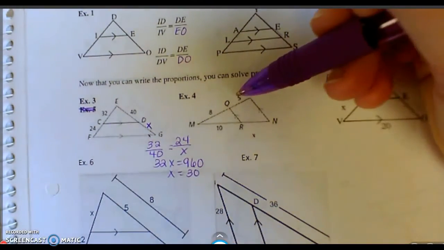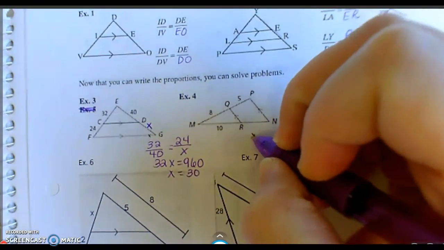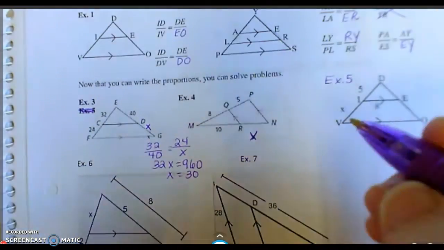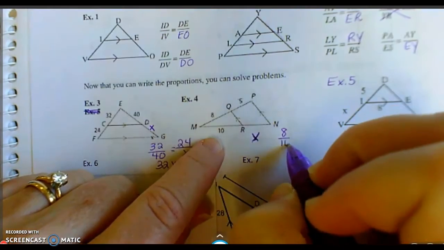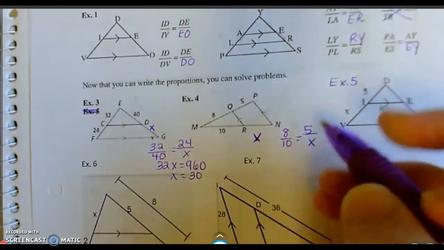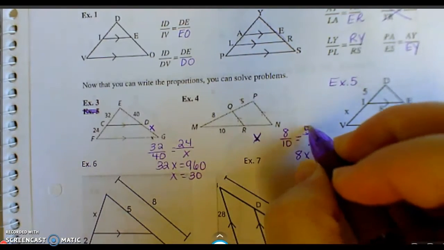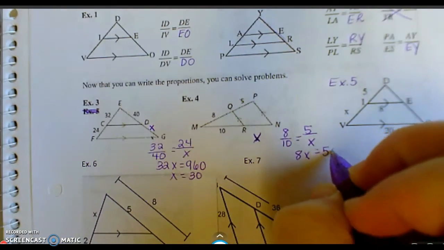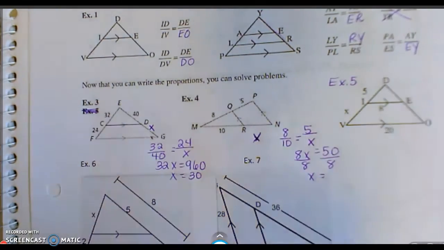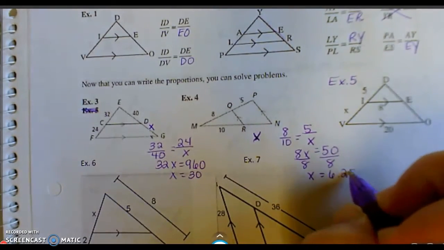Okay, same kind of concept here. Looks like X is down here, but X is this side right here. So looks like we would have 8 over 10 equals 5 over X, cross multiply, so 8X equals 50, divide by 8. We will get a decimal here, and decimals are okay, although I know you don't like them greatly, they are okay to get.